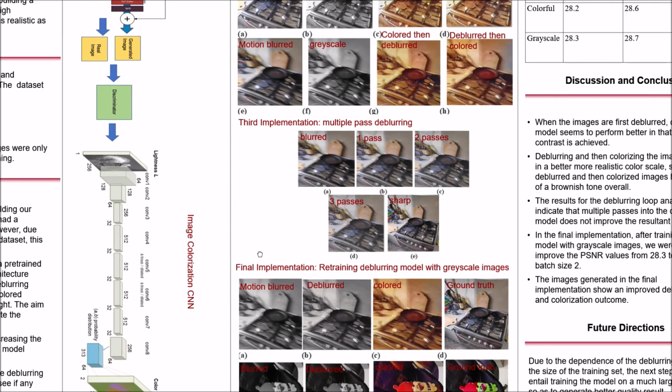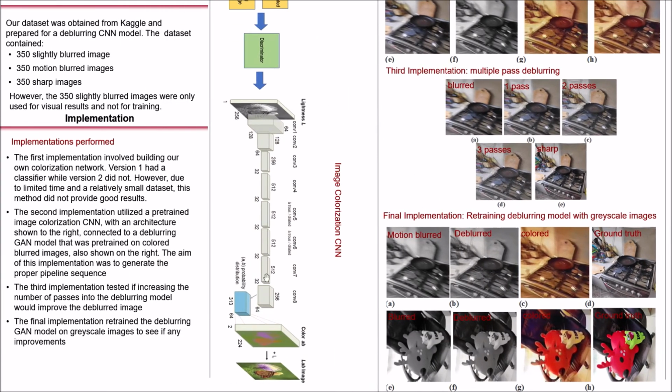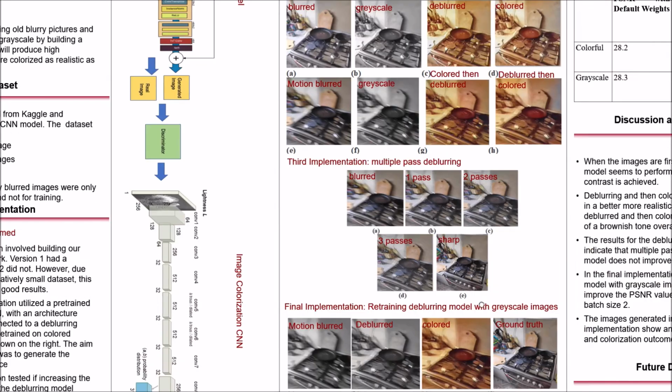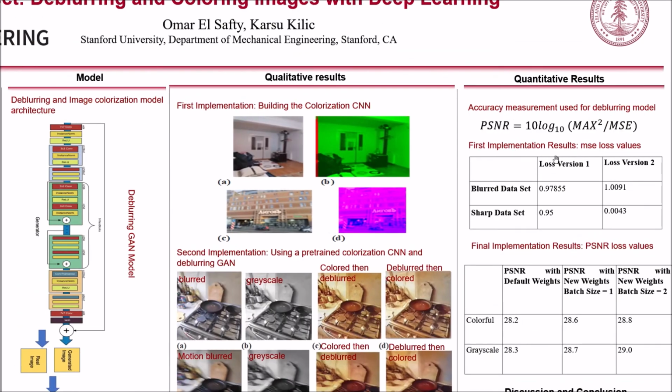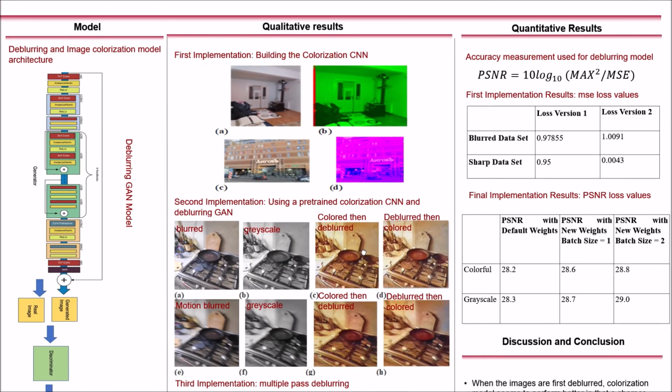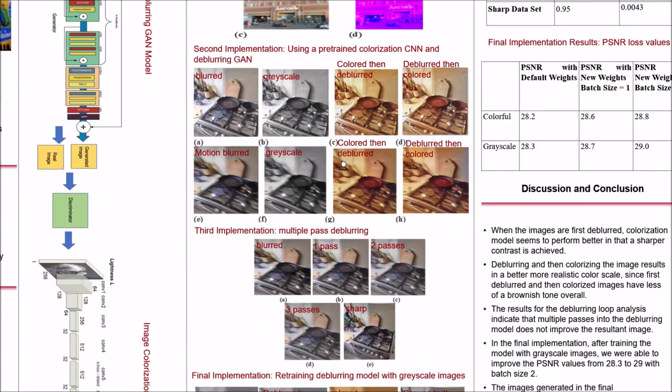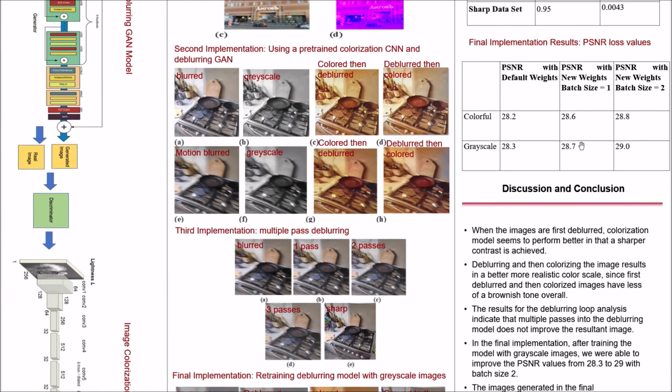We then trained the GAN model with motion blurred grayscaled images. For our main accuracy metric, we used peak signal-to-noise ratio, and we were able to increase the PSNR value of the final generated images from 28.3 to 29 with a batch size of 2, with a value of 30 and above being an indicator for a good quality image.